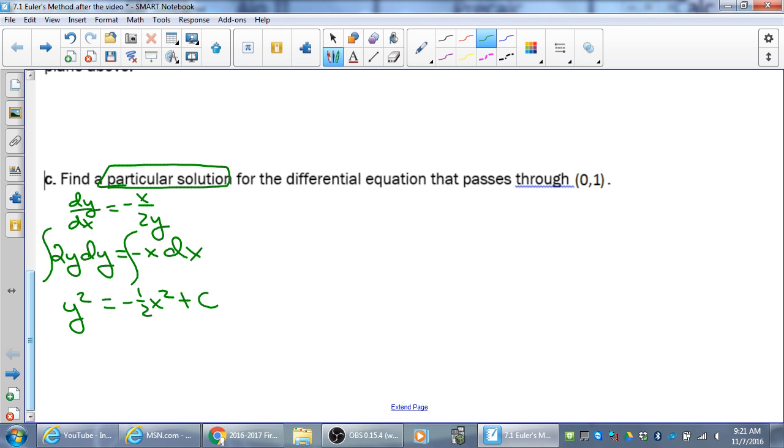Now normally with a conic, I've got to find the c first. I'm getting ahead of myself. 1 squared equals negative 1/2 times 0 squared plus c. And here's my warning to you. Heed my warning. I've done a lot of these.